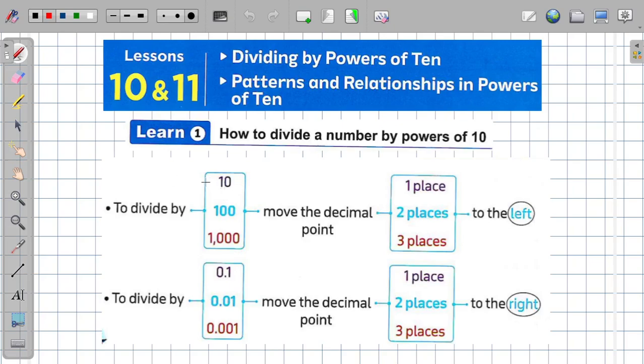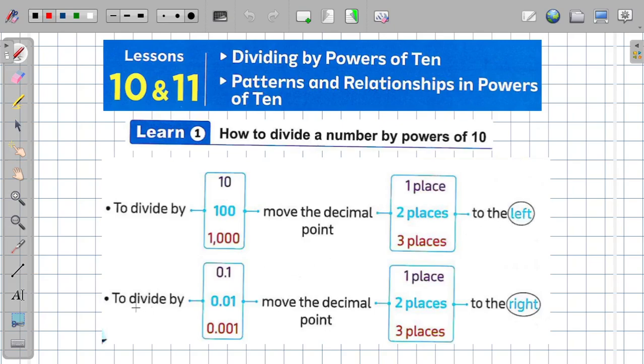In multiplication, when we multiply by 10 or 100 or 1000, we move the decimal point to the right. But now, to divide by 10 or 100 or 1000, we move the decimal point to the left. So, if we wanted to divide by 10, we will move the decimal point one place to the left. If we wanted to divide by 100, we will move the decimal point 2 places to the left. If we wanted to divide by 1000, we will move the decimal point 3 places to the left.